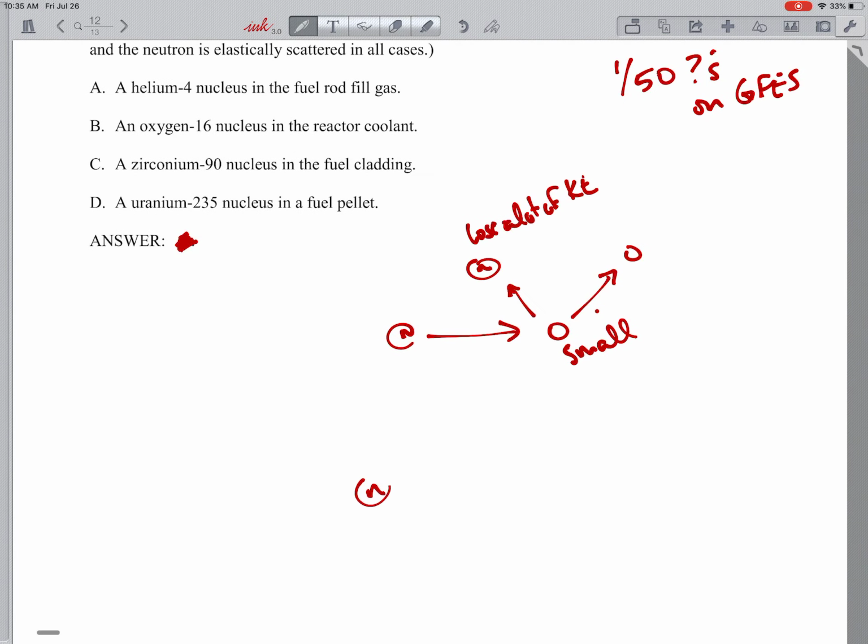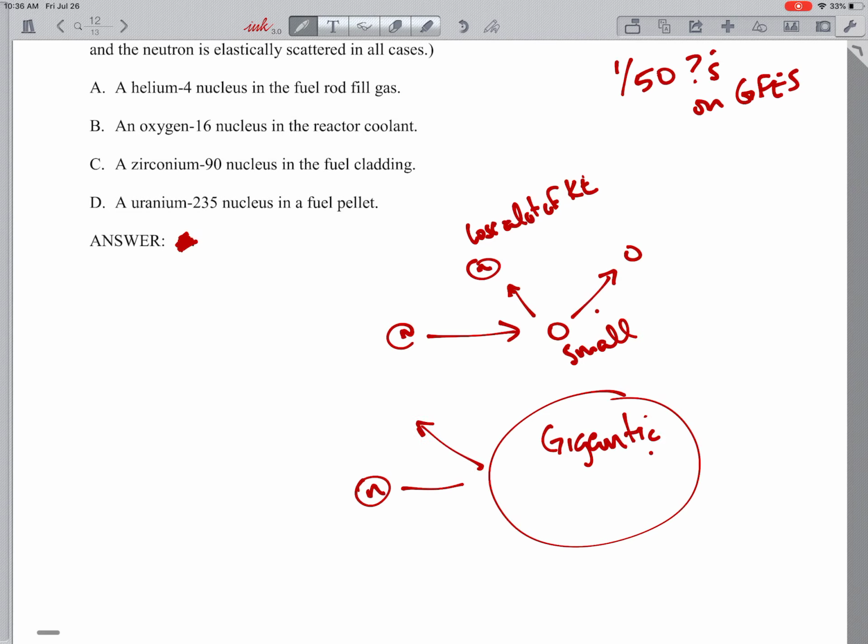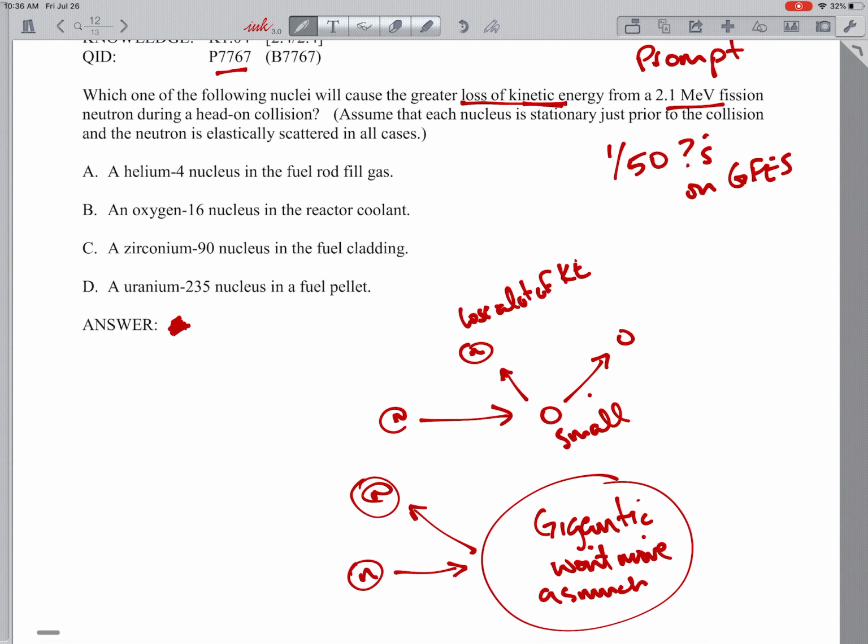Now, if a little bitty neutron comes in and hits something gigantic, it's going to bounce off just as hard as it came in, and the gigantic one won't move much, hardly any, really. So you're not going to lose any kinetic energy. We're looking for the smallest thing to hit.